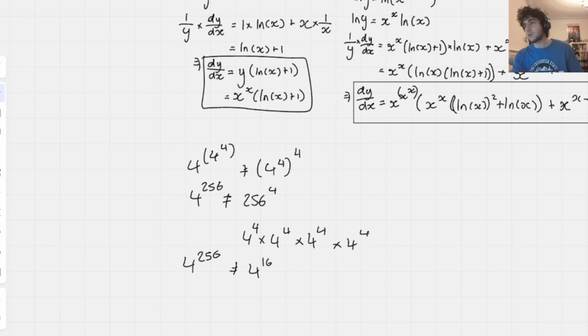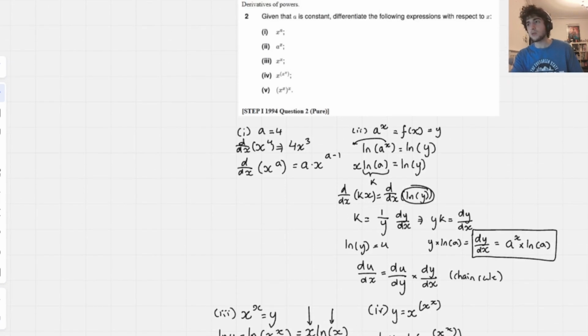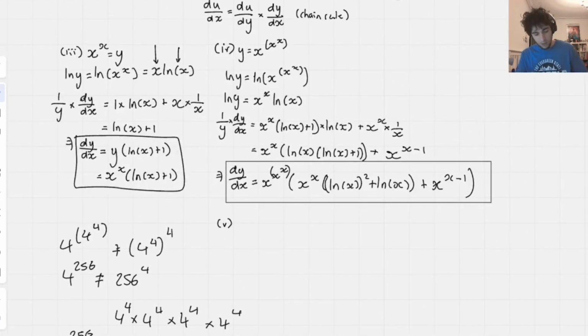So effectively, for this last part of the question, we need to do x to the x to the power of x. Now, we can relabel that. For part V, we have that our y is equal to x to the power of x to the power of x. So it's like x to the power of x times x to the power of x times x to the power of x, x times.